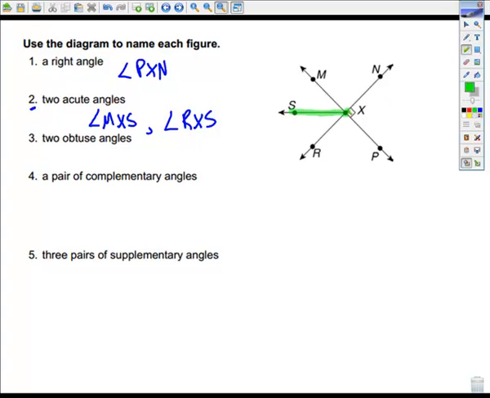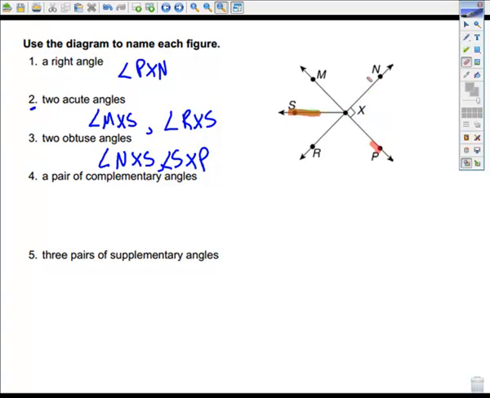If I look right here, this angle is greater than 90 because MXN is 90, and then I'm going to add a little acute angle onto it. And I'm going to call this angle NXS. And I have another one right here. And these are not the only two, but these are the two that I'm going to show you. And this is SXP. Don't forget your angle symbol.